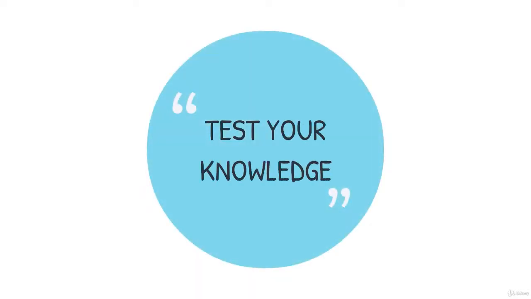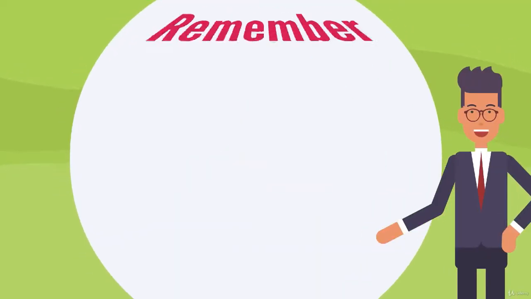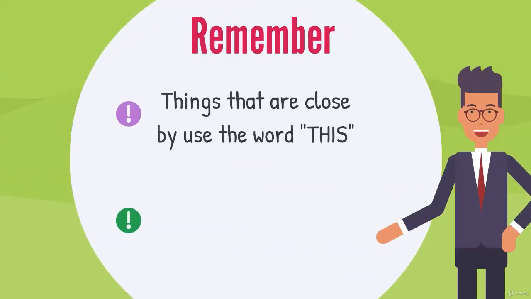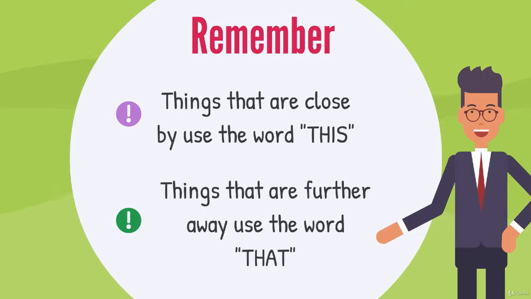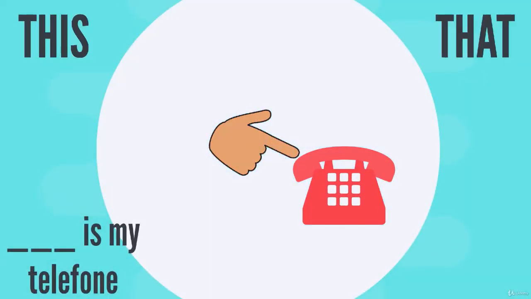Now, let's test your knowledge. Complete the following sentences using this or that. Remember, things that are close by use the word this. Things that are farther away use the word that. The telephone is very nearby. So, will you use this or that?